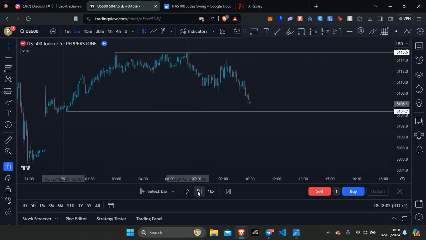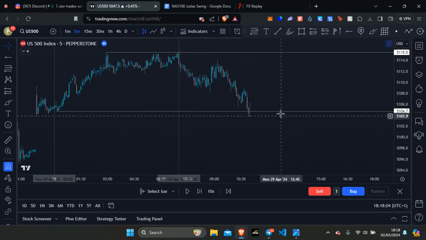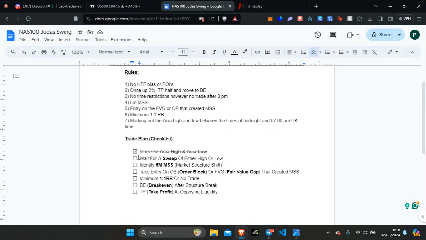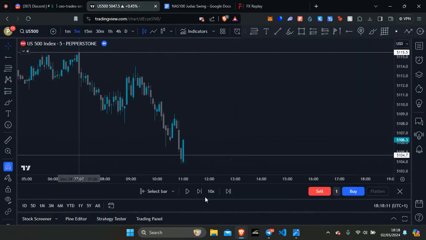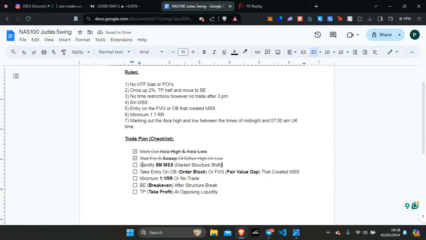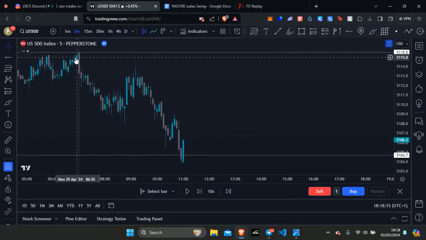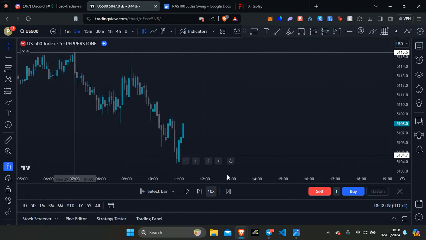If I play price on, we can see that price comes and it sweeps the lows. So we've waited for the sweep of the high or the low. In this case, we got a sweep of the low. So now what we're doing is we're waiting for a 5-minute market structure shift. Again, we're on the 5-minute time frame and we're waiting for a market structure shift.